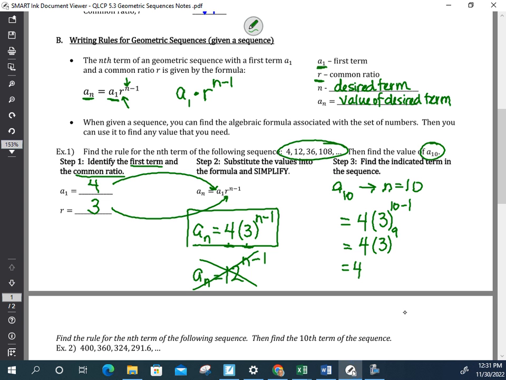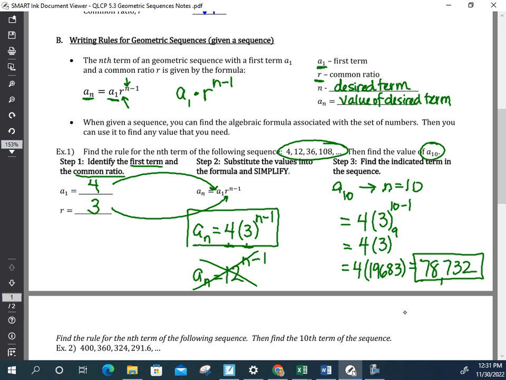3 to the 9th power, because you follow order of operations, is 19,683. And then you multiply it times 4. So 78,732. So just know this in advance. These numbers, in many cases, are going to get huge.